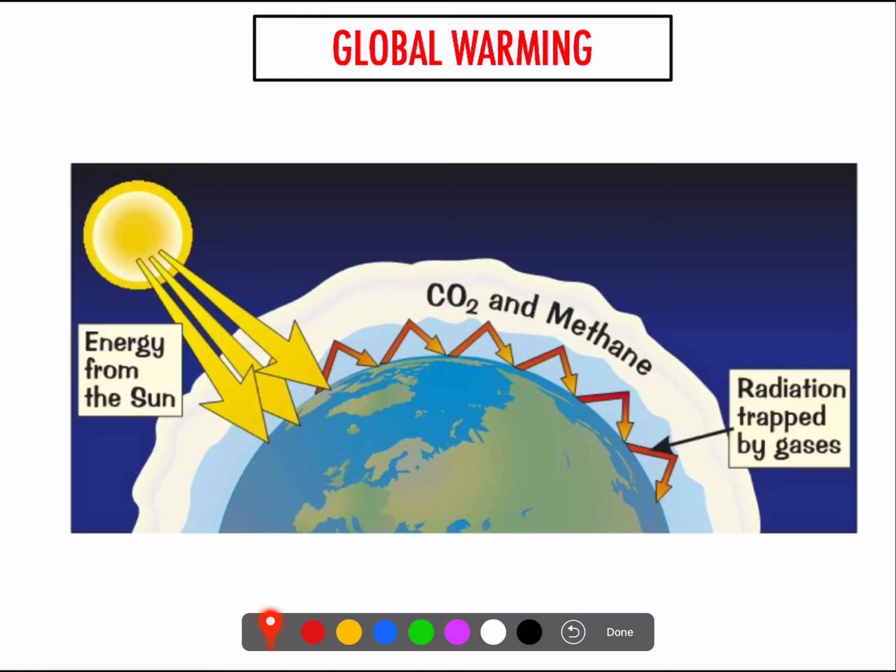Global warming is caused by greenhouse gases, carbon dioxide and methane. So infrared radiation is released from the sun. It hits the planet, it gets absorbed by the planet and then tries to go out, but carbon dioxide and methane prevent it from going out, and it gets stored and it keeps staying within the planet.